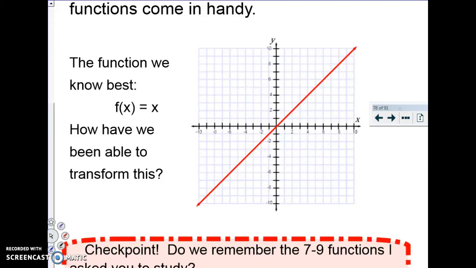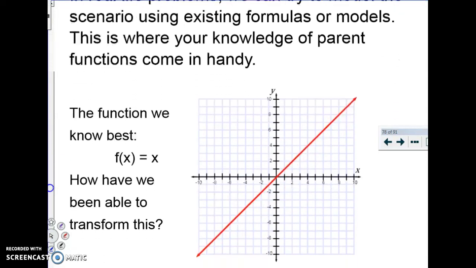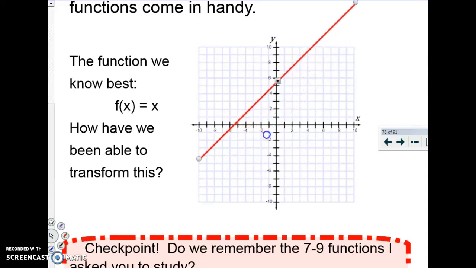So why do we do transformations? Well, in real life, a lot of the problems that you come across are problems that can be modeled based on functions that we already know, such as your parent functions that we've studied. So here's the one that you know the best, right? y equals mx plus b, f of x equals x. So in the past, the ways that you've been told to transform it is maybe you've learned to do a vertical shift, right? Move it up 5 spaces. Maybe your vertical shift is down.